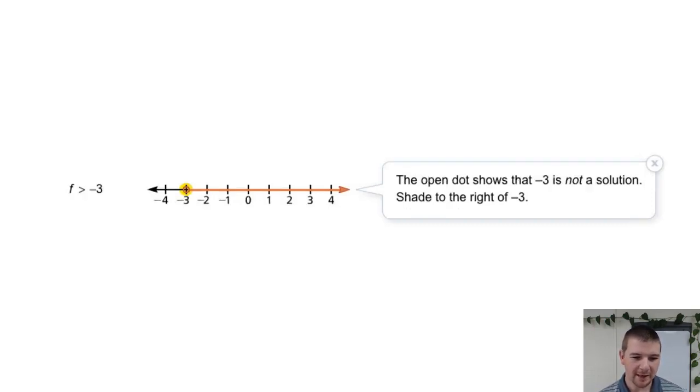f is greater than -3. Open dot, because we're not including the value -3. All values greater than, though, would be to the right on the number line, and so the arrow points to the right.